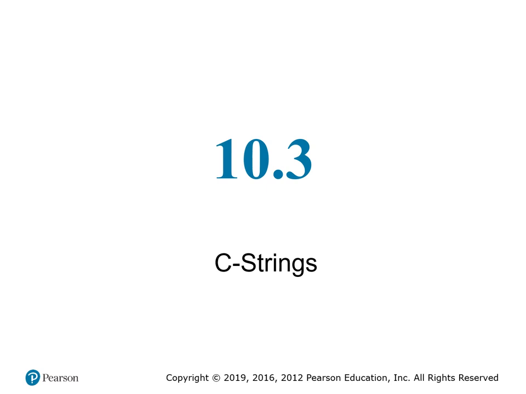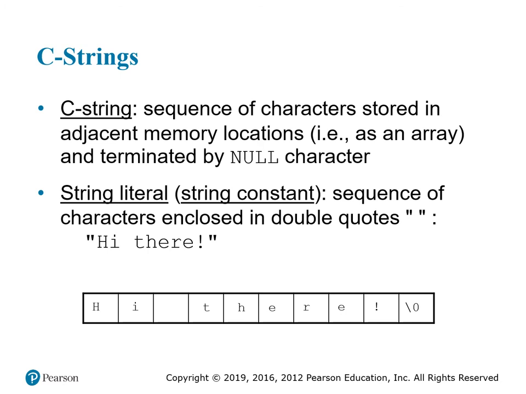C strings harken from the bad old days when we didn't have object-oriented programming, and so handling a string of text was not as simple as just assigning it an object that managed its memory for you. So a string in standard C is just a sequence of characters stored in adjacent memory locations, that is an array, terminated by the null character. Okay, that's character backslash zero.